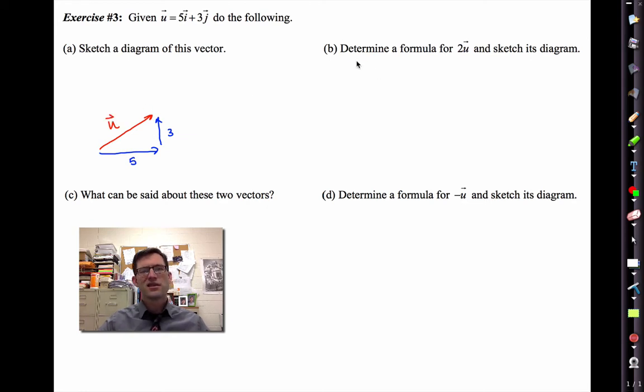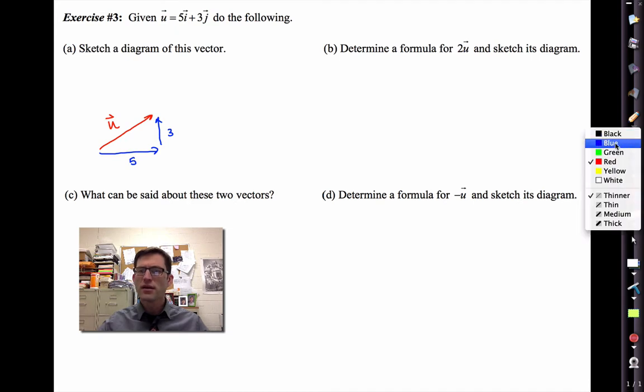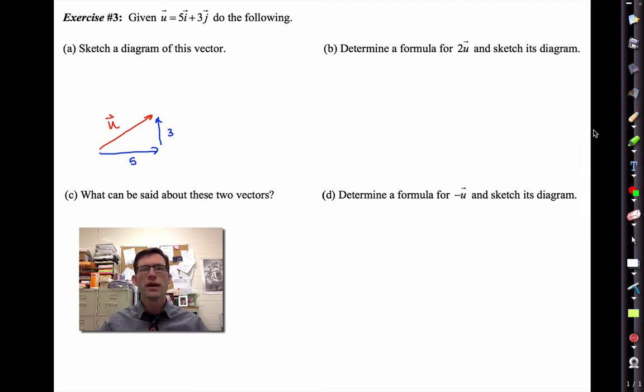Now it says, determine a formula for 2u and sketch its diagram. All right, pause the video while I change back to blue. Why don't you go ahead and do that? All right, should be simple enough, right? 2u will be 10i plus 6j, right? And that's what this is going to look like.